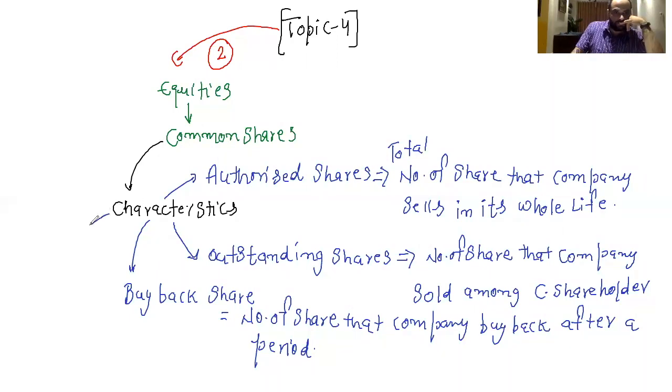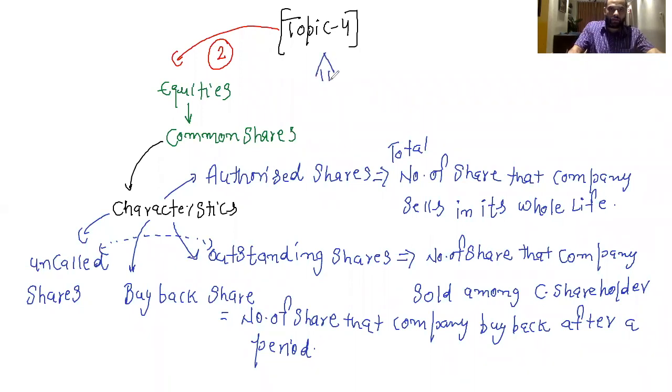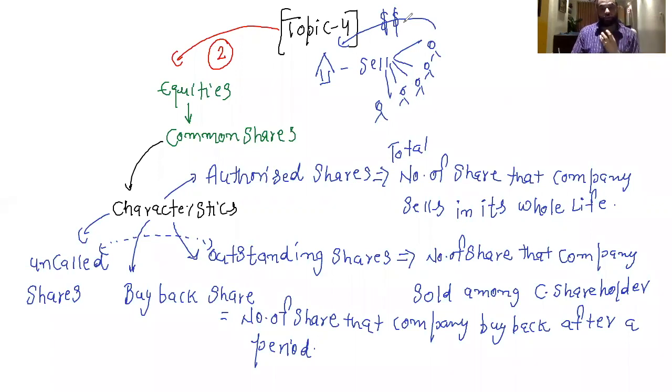Next one is uncalled shares. Uncalled shares are exactly the opposite of outstanding shares, all right? Now, what's the difference between outstanding and uncalled shares? Okay, what happened? So this is a company, right? Now the company sells its shares among shareholders. So these are the shareholders, and they hold the company's shares. And of course, when they buy shares, what they have to return to the company is money, right? The company gives them shares and they give the company money and get the shares, right?